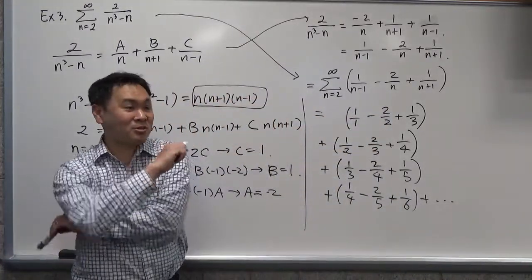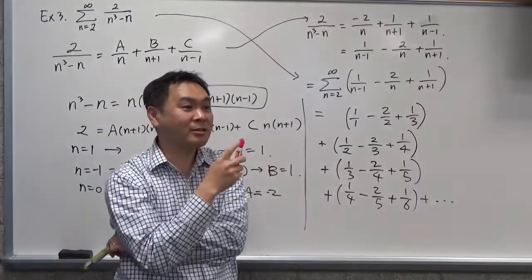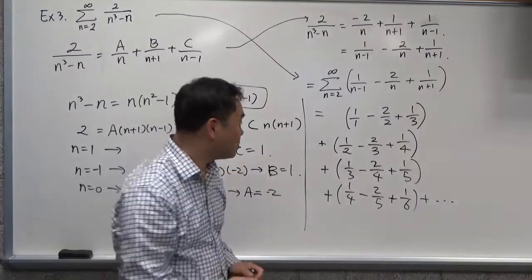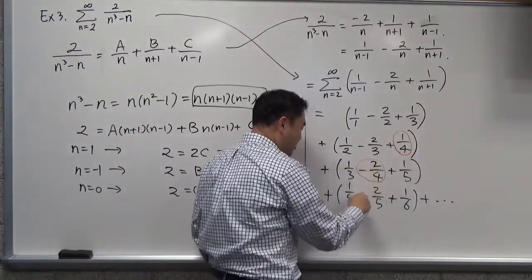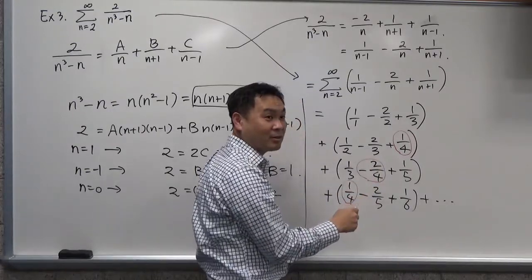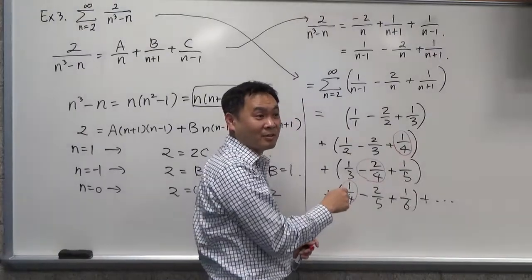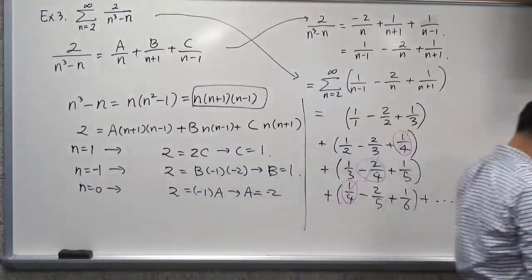It's not so easy to see, but it does cancel. What's the canceling pattern here? 1/4, 1/4. So you see 1/4 right there. 1/4, negative 2/4, and 1/4, right? That's like 1 minus 2 plus 1. What's that? 0. So these just cancel away.